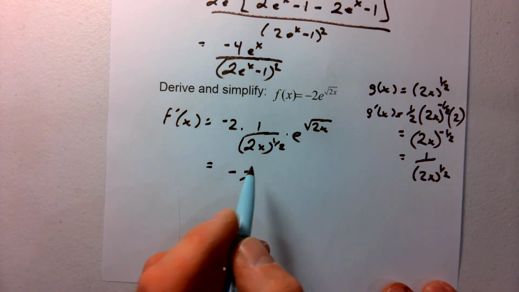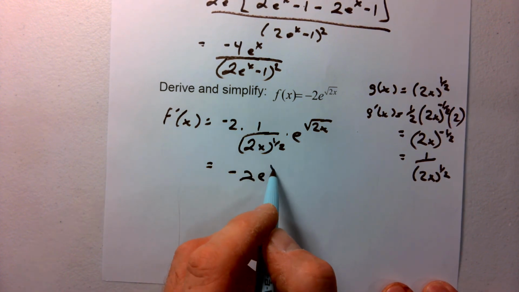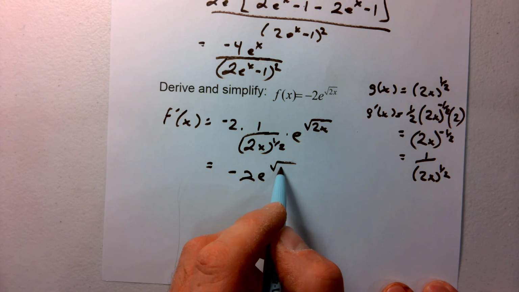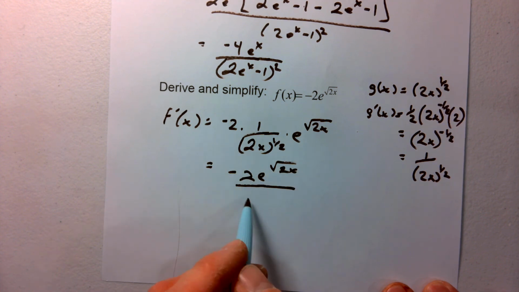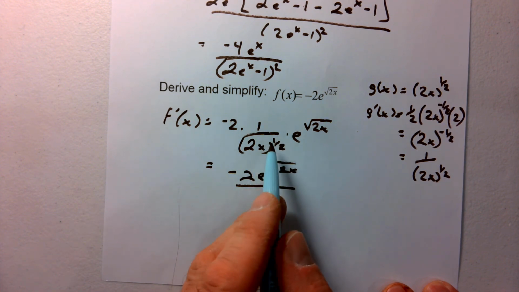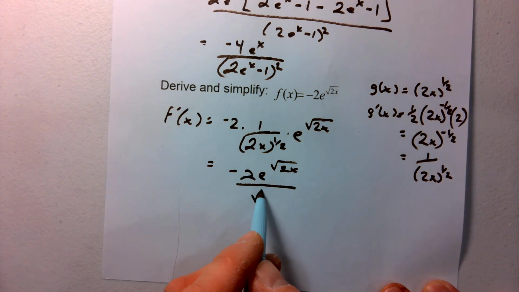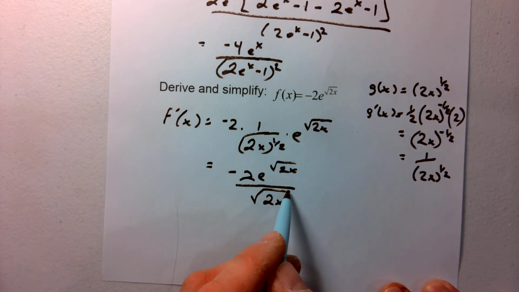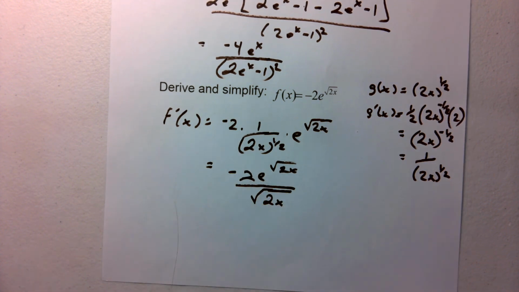That's a bad looking 2, isn't it? We'll leave it. So we have negative 2e to the square root of 2x over, and this 1/2, we could see it as a radical, so we could change that back to the square root of 2x if you wanted, or we could leave it as a fractional exponent. It's up to you. So that gives you an idea of where we could see some chain rules, and we saw a lot of different chain rule things there.